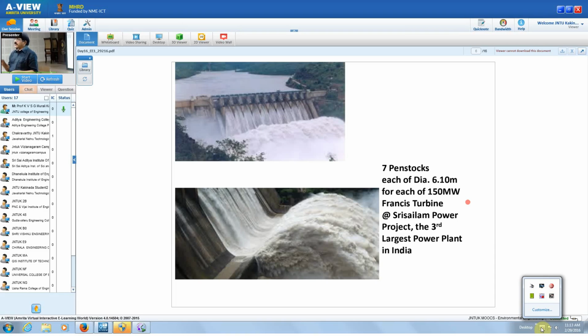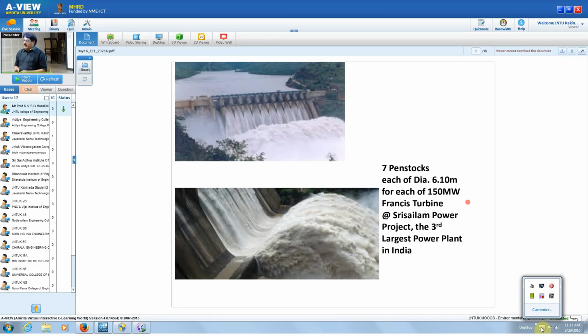What is the function of a turbine? Water is stored at a great height and has a lot of potential energy. That potential energy is converted by the turbine first into mechanical energy and then into electrical energy. Whereas what is a pump? When you switch on, it converts electrical energy to hydraulic energy. So a pump converts electrical energy to hydraulic energy, whereas a turbine converts hydraulic energy to electrical energy.